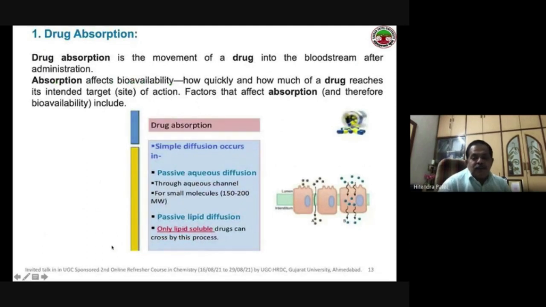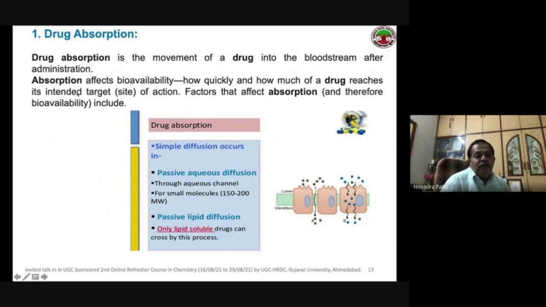Now let me try to explain drug absorption. Drug absorption is nothing but the movement of a drug into the bloodstream after the route of drug administration. It starts once we have taken a drug molecule orally, and quickly the absorption of the drug starts. Absorption is another important parameter of ADME.